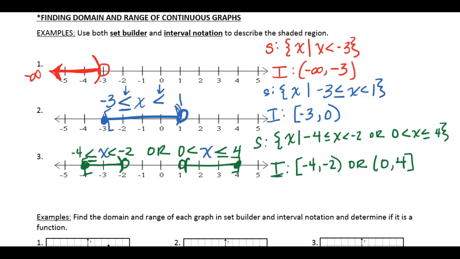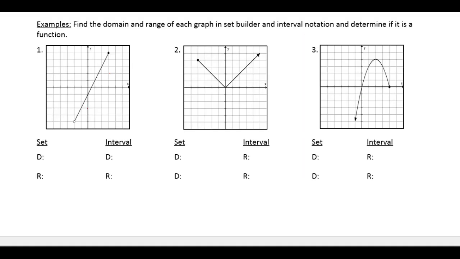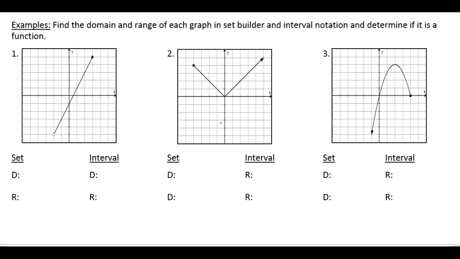Now let's look at some other graphs. We're going to do domain and range of each graph in set builder and in interval notation, and determine if it's a function. Now, before you would dive into this, I would recommend that you always figure out these endpoints and study them. This is an open circle, and that's at -2, -5, okay? And up here, it's a closed circle, and that's at 3, +5.